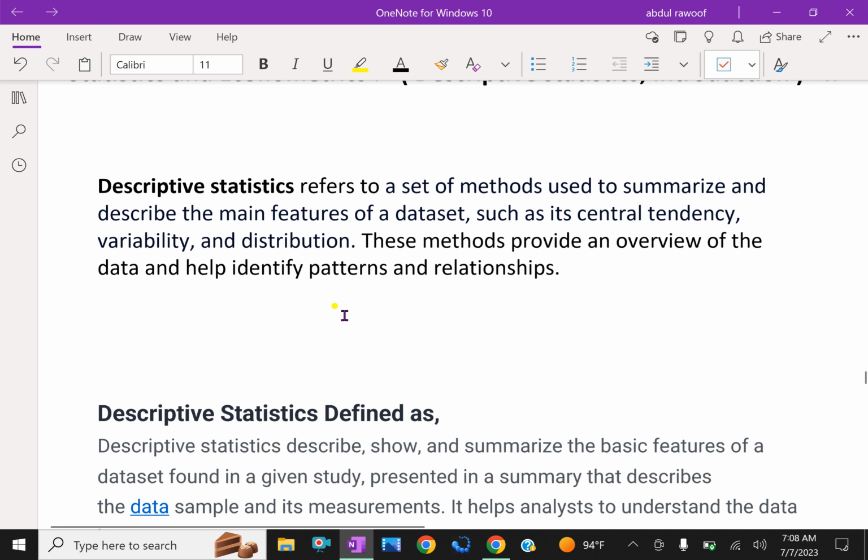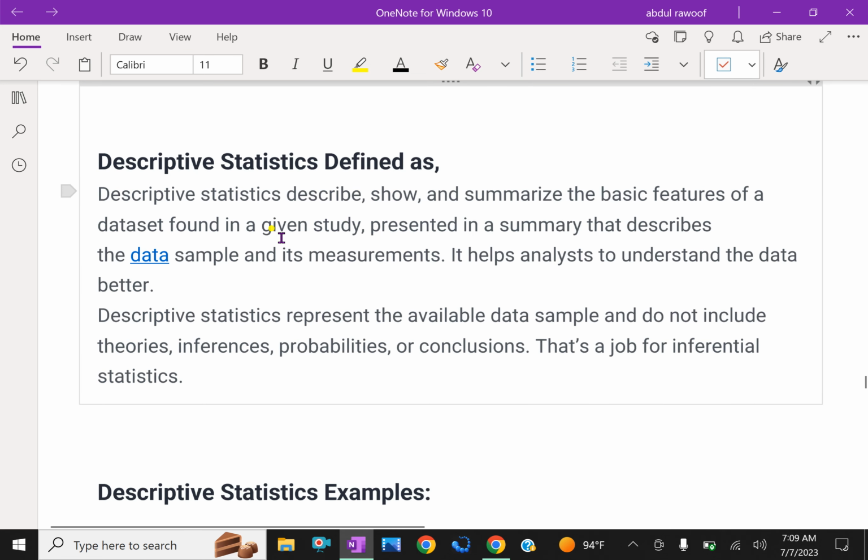We'll discuss further about descriptive statistics. It refers to a set of methods used to summarize and describe the main features of a data set, such as its central tendency, variability, and distribution. These methods provide an overview of the data and help identify patterns and relationships within the data set.